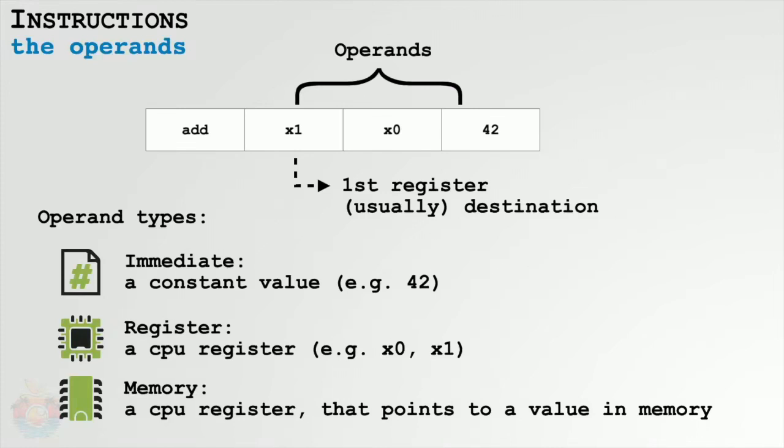One thing to note is that almost always the first operand is the destination register. So for example, in this instruction, we can see there's an addition being performed. The result of the addition is going to be stored in X1. So it's going to take 42, add it to X0, and then store it in X1. So you can kind of read it from right to left.